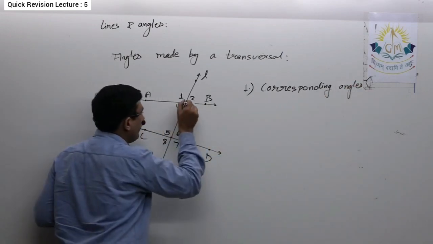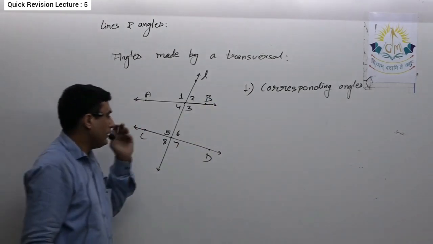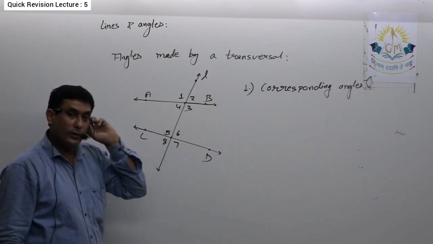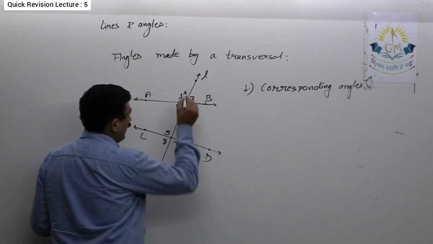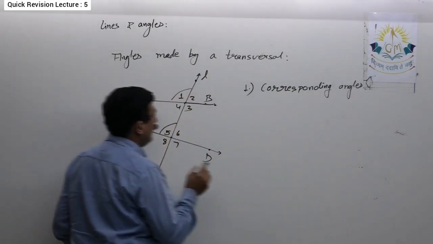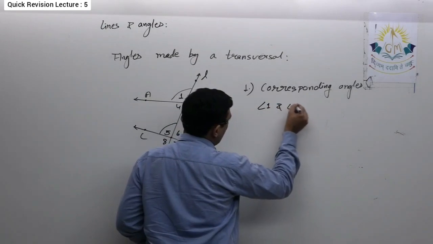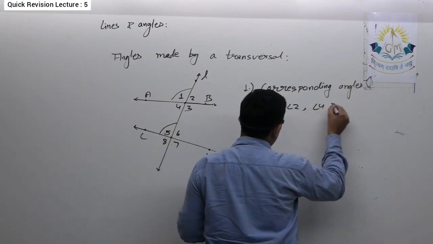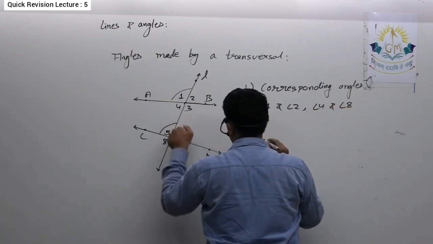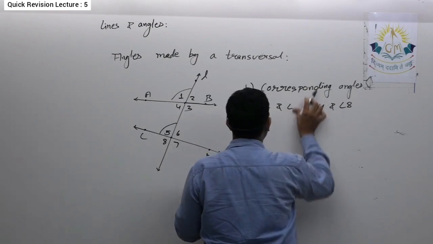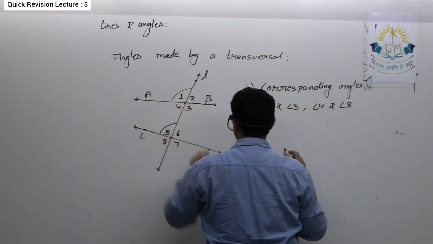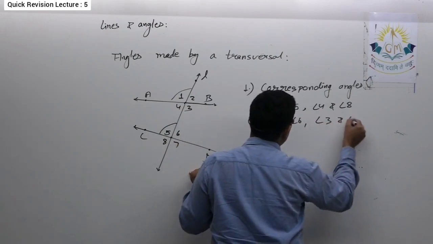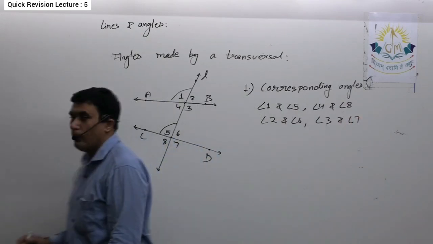See, you have to remember the position of the angles, not the name, because it is not necessary that you always get 1, 2, 3, 4 in this order. So you have to remember the positions of the angles. Over here I can say angle 1 and angle 5 are the corresponding angles. Similarly angle 4 and angle 8, then angle 2 and angle 6, and then finally angle 3 and angle 7. So these are the pairs of the corresponding angles.